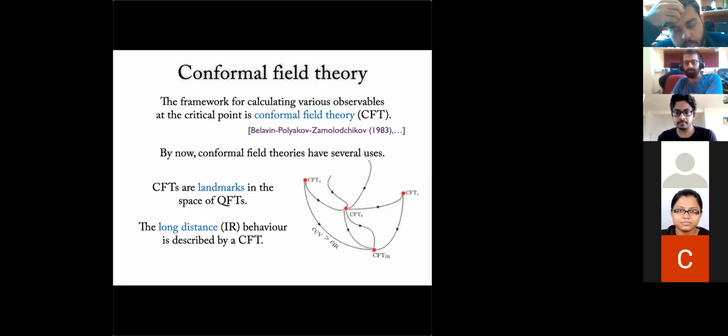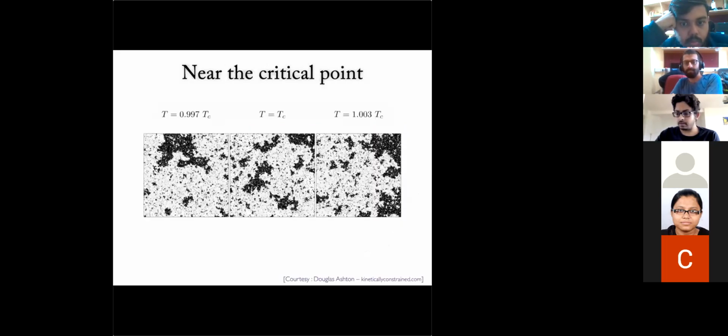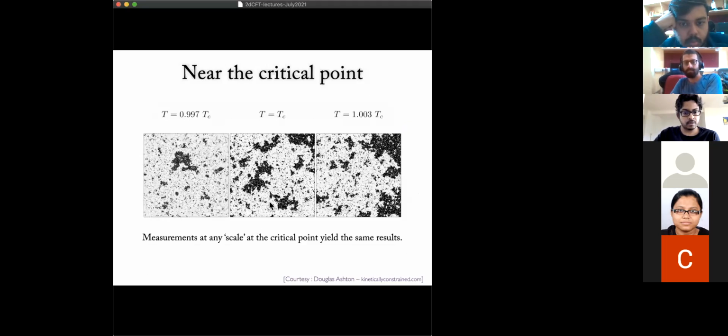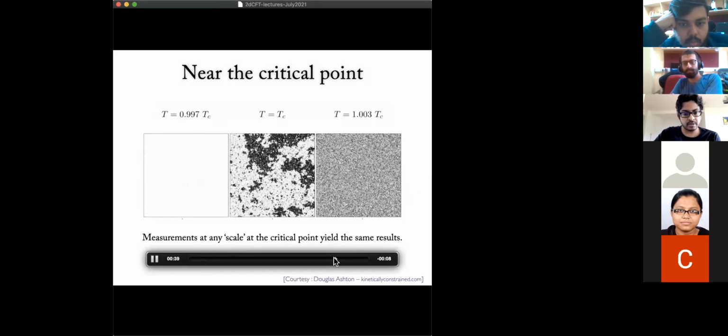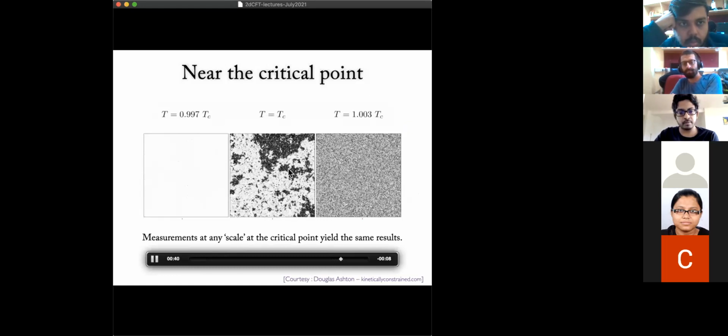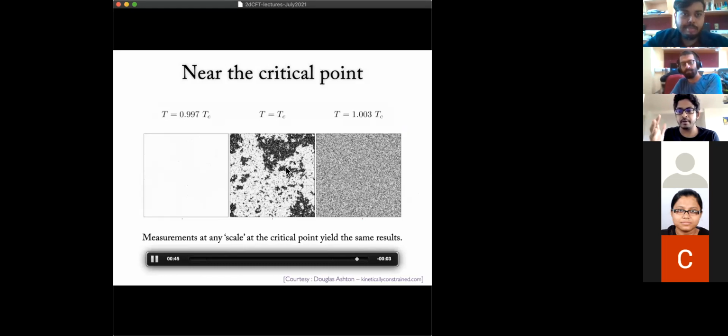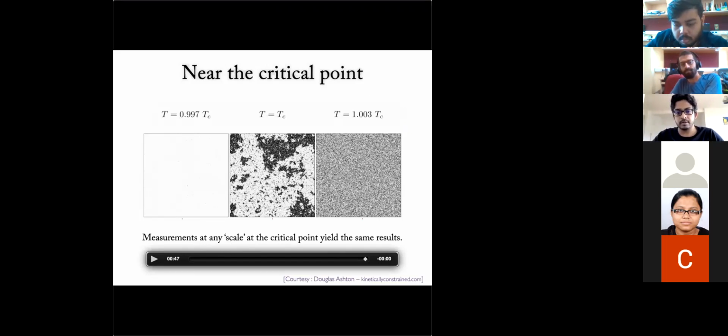Okay, actually, I'm talking about your previous slide. Yes, so as you can see, at the critical point, across all length scales, you cannot really distinguish between length scales. So what this implies is that if you measure correlation functions at the critical point, you're always going to get the same result. That's what I was trying to say. Okay, thanks.